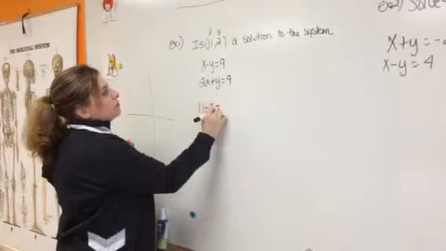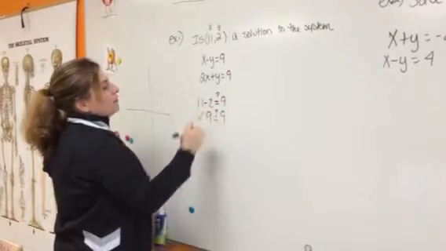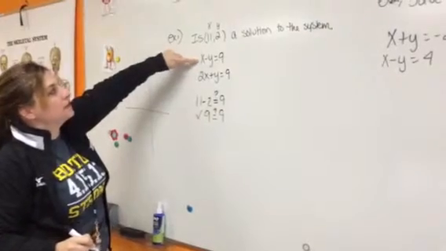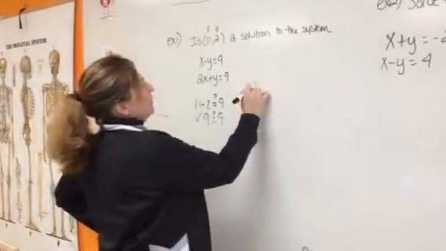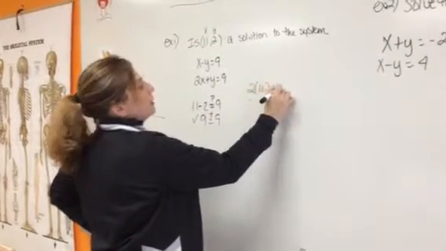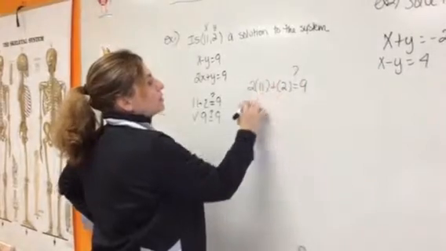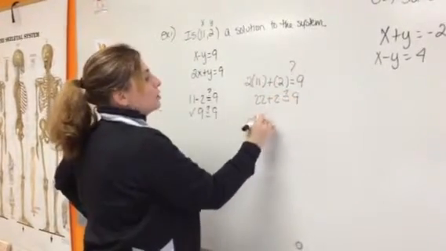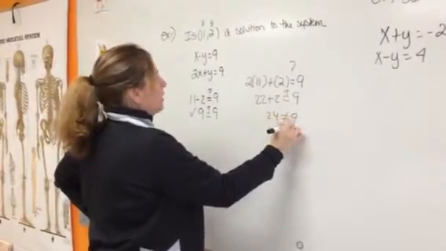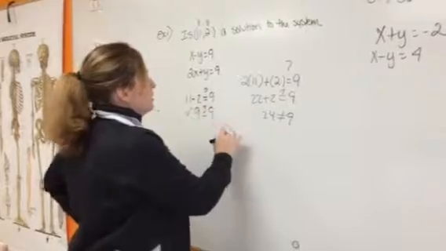11 minus 2, does that equal 9? Does 9 equal 9? Yes, (11, 2) is a solution for this equation. Let's see if it works for this one. You plug in 11 for x, you plug in 2 for y, and you see if it works. 2 times 11 is 22 plus 2, does that equal 9? So 24 does not equal 9, therefore (11, 2) is not a solution to the system.